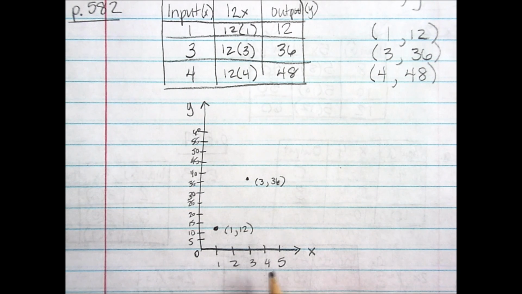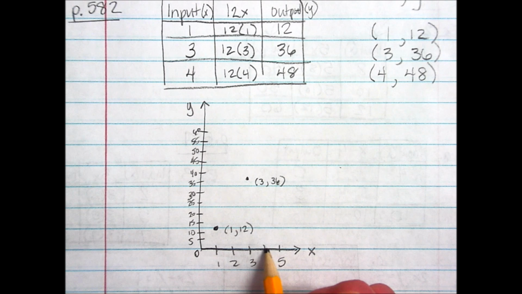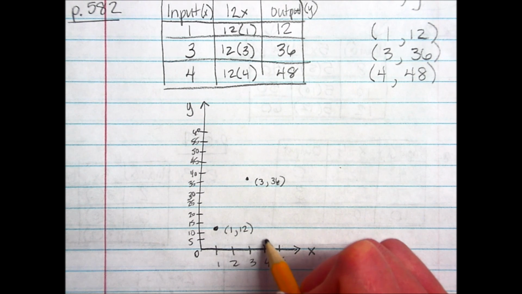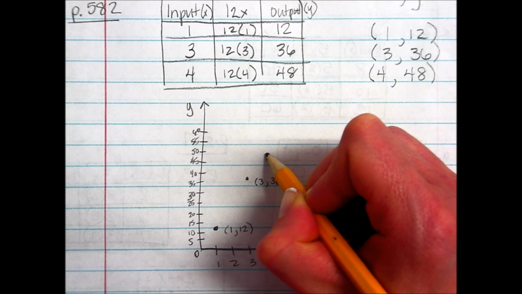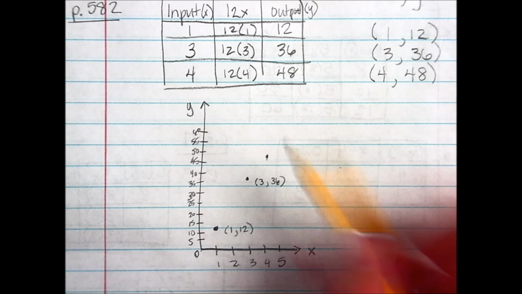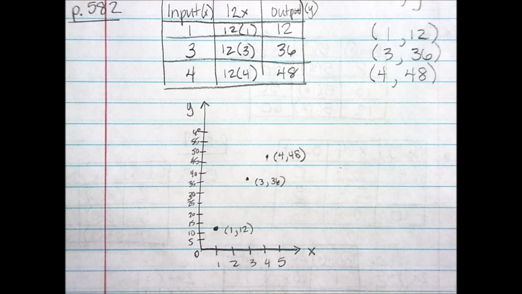And then finally, we have 4 and 48. Go back to the 0. Follow the x-axis to the 4. And then we'll follow y up to the 48. Estimate between the 45 and 50. And it's graphed.